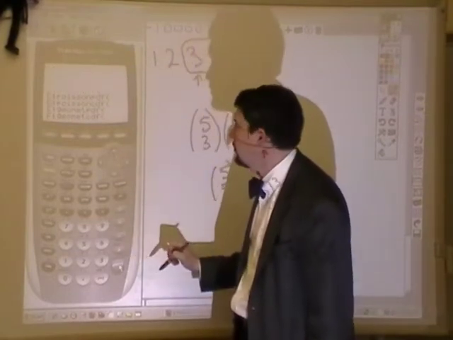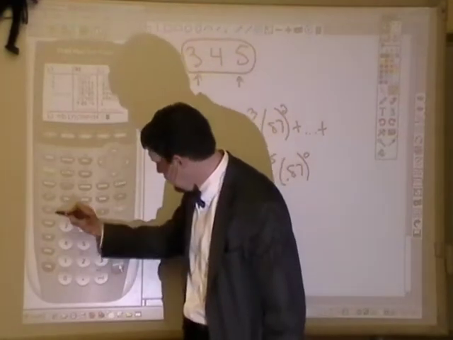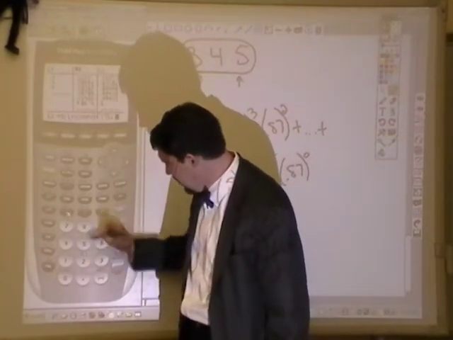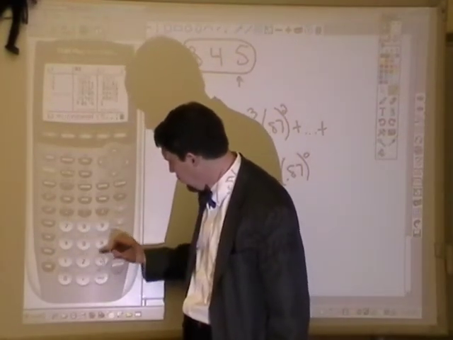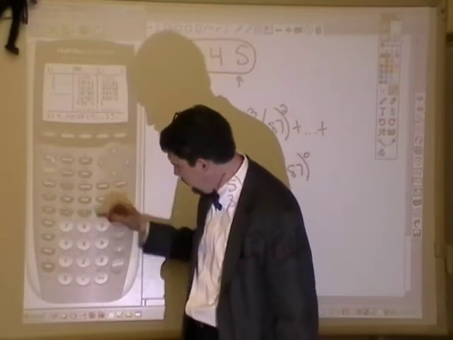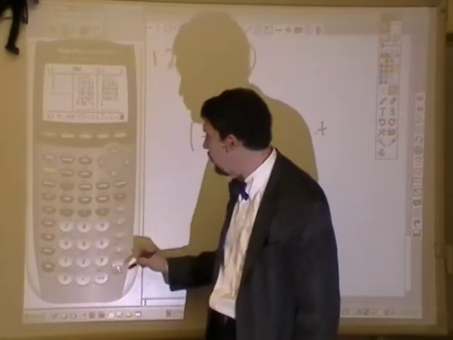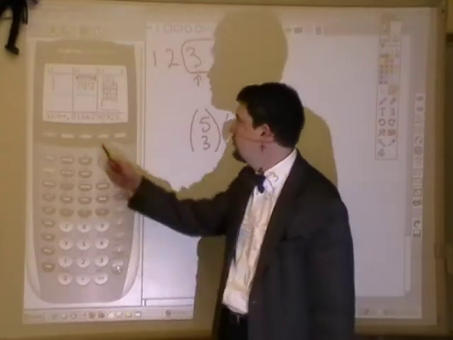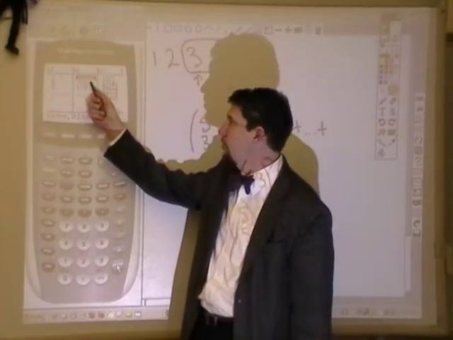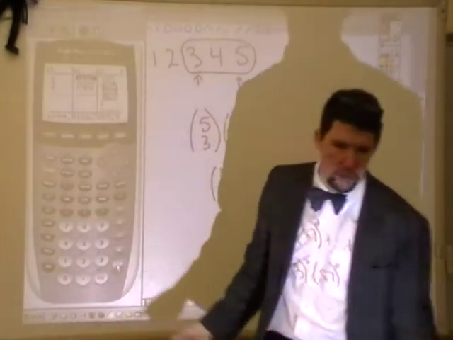Binomial PDF of 5, 0.13, and where is my successes? My successes are in L1, and there we have the values that match up. And there's for 3, which we got for the binomial PDF, and 0.0012, which we got.